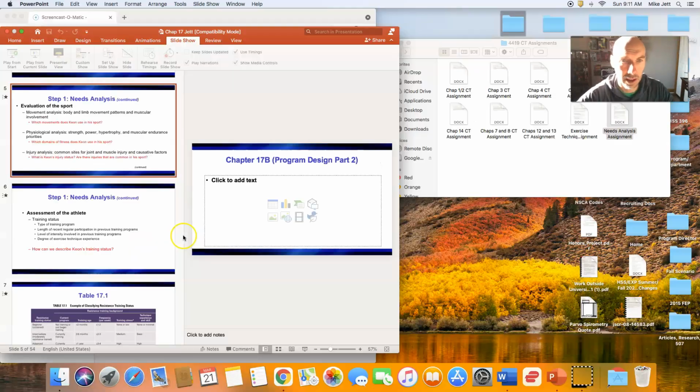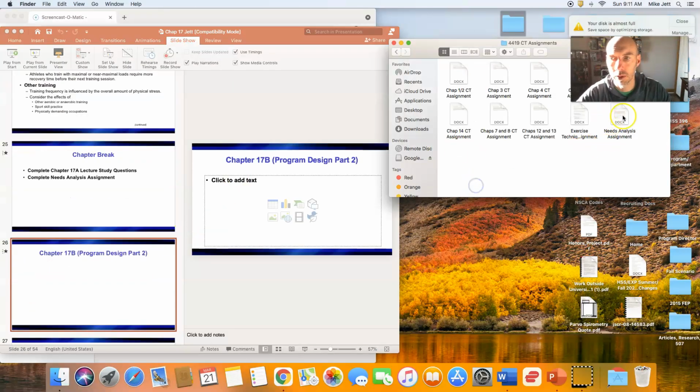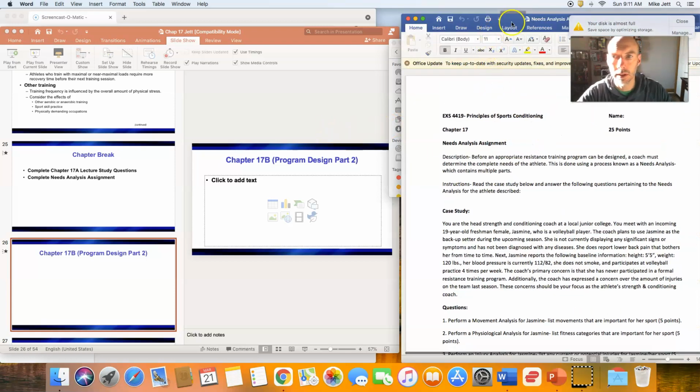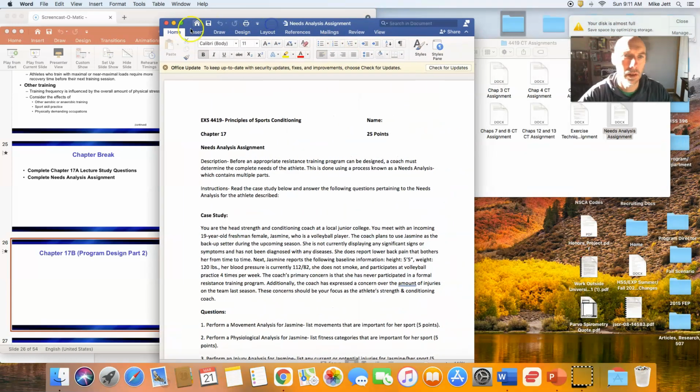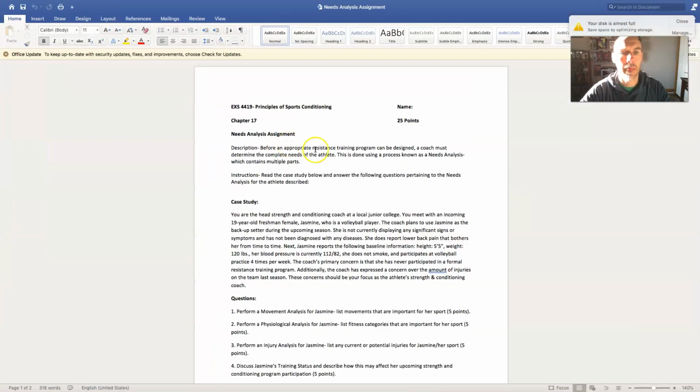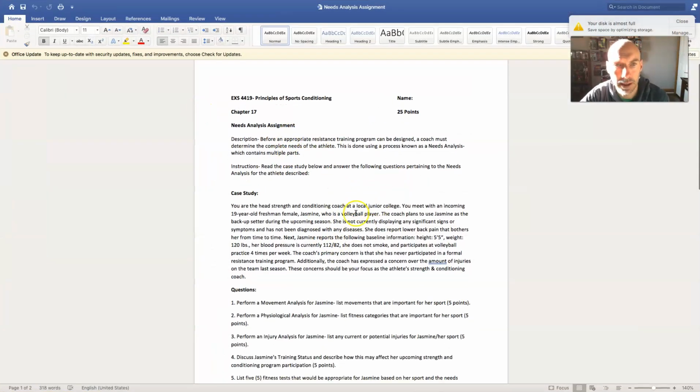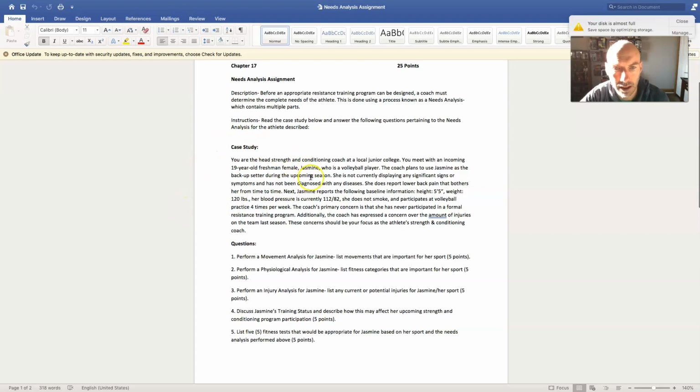Let me quickly just exit out of this, pull up this assignment, and show you all what it looks like here. So here's the directions. I've given you a case study. Here we have a 19-year-old female freshman, Jasmine. She is a volleyball player, and it explains to you what her situation is. And then here are your 5 questions.